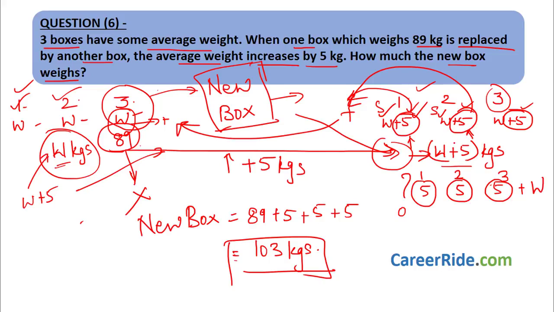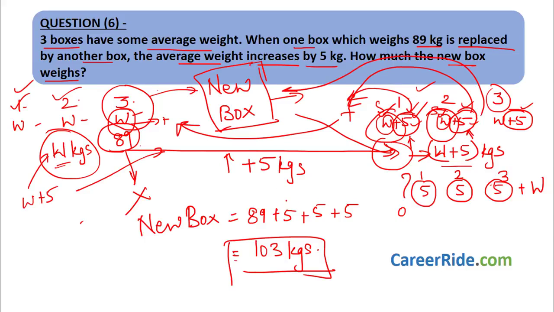Remember, once the average increases, the individual weights also increase. But we know that two boxes are the same, and only the third box is changed. That means the weight of the two boxes has to be the same, that is W and W, right? So this extra weight of 5 kg and 5 kg, from where should we compensate it, or from where should we get that extra weight?